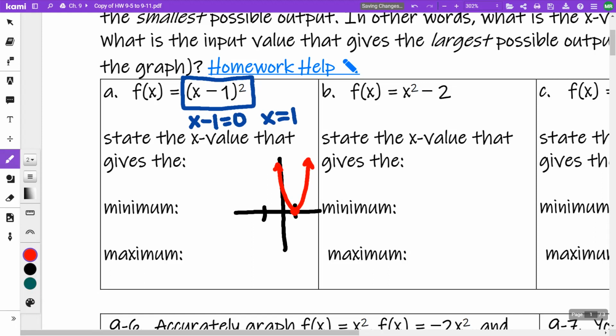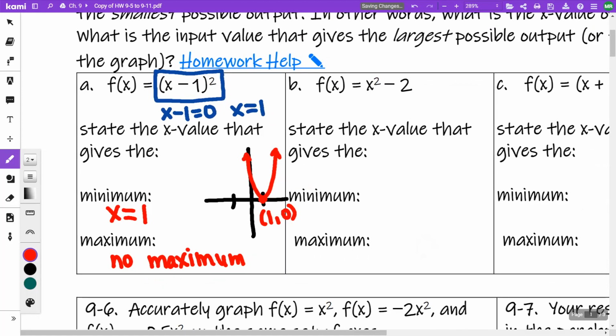So the minimum height is 0, but where does that minimum occur? It occurs here at 1, 0. It occurs where my x is equal to 1. That is my minimum. My maximum is going to be never, because this is going to go on forever. So there's going to be no maximum. A maximum doesn't exist.